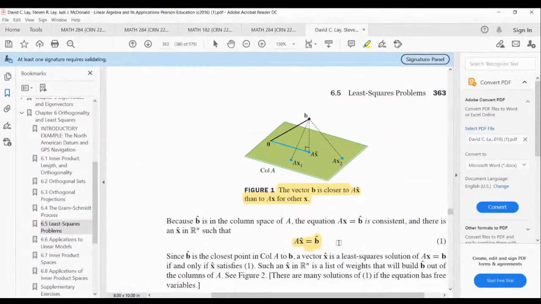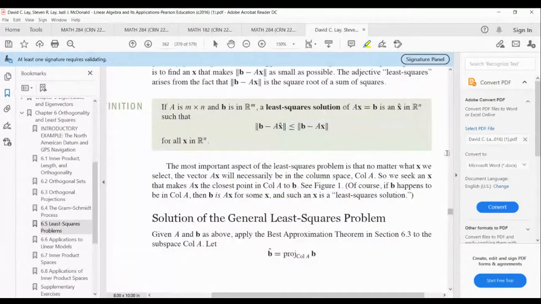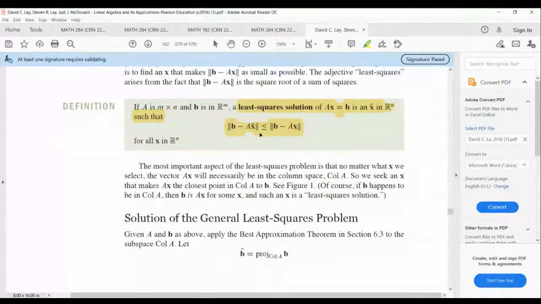Okay, and the vector x hat is what's called a least squares solution. Why is that? Well, let me go back a little bit here. This is a definition from section 6.5: a least squares solution is a solution x hat such that the difference between the vector b and A x hat is smaller than the difference between the vector b and any other A x.